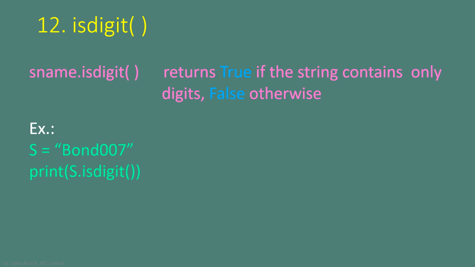Suppose s is equal to "bond007". Here we have the combination of alphabets and numerals. If we print s.isdigit(), then this will return false.